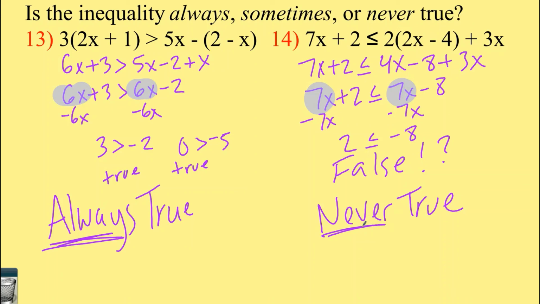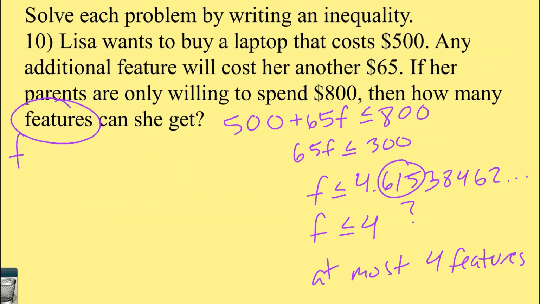Okay? So that's always, that's never. Well, when do you get sometimes? Think about what we had before. Think about our previous answers. F is less than or equal to 4. Well, F can be 4 here, F can be 3 here, F can be 2 here, but F can't be 5, F can't be 6, so F is sometimes true. Okay, that would be like a sometimes true statement. Okay, that's the difference.